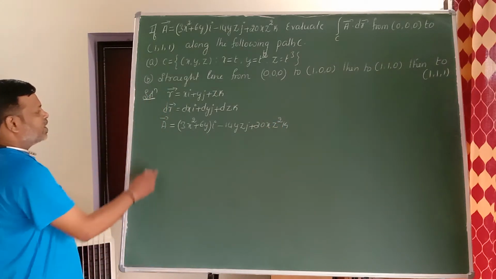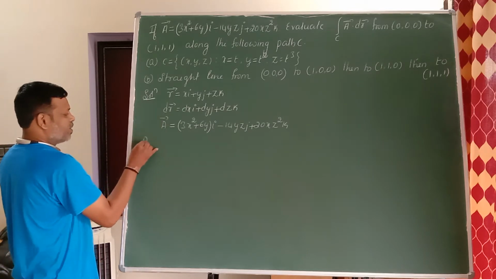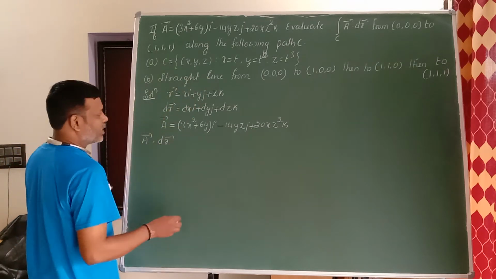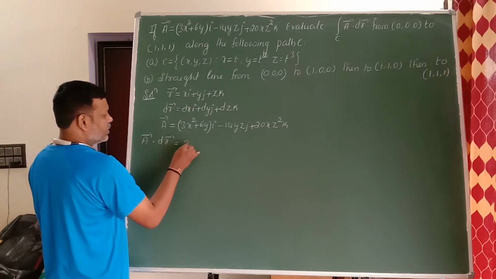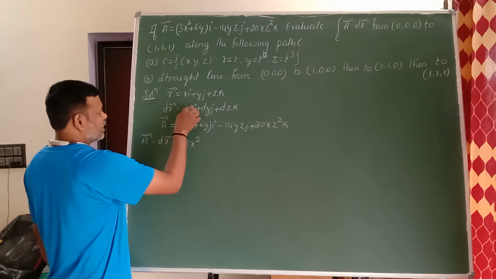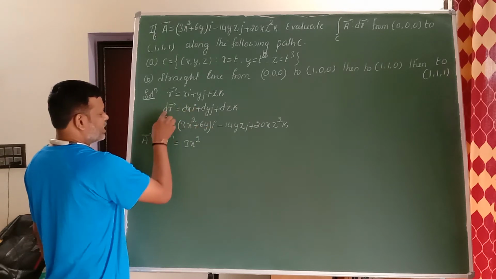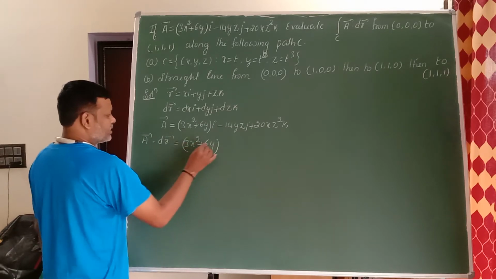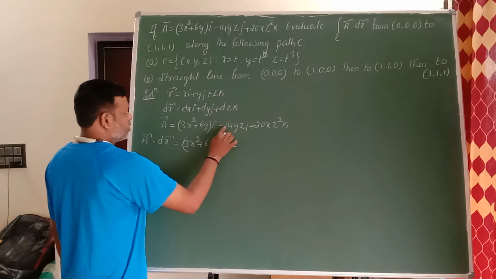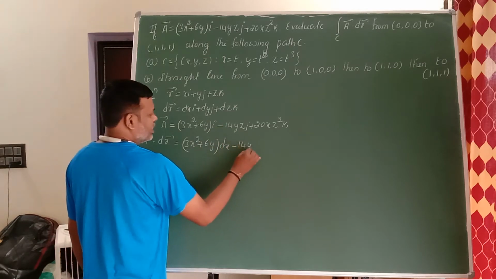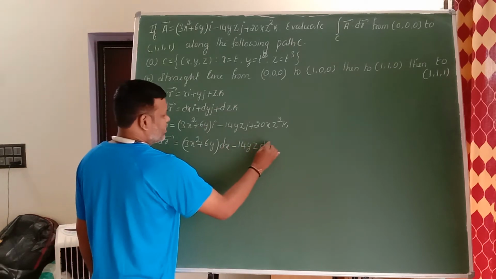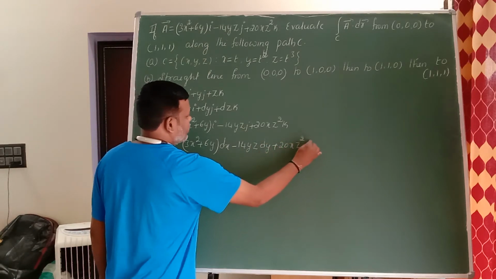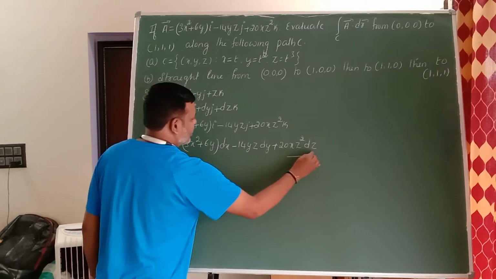Now make a dot product of this: vector A dot vector dr. We want vector A dot vector dr. So this becomes 3x² i dot i becomes 1, so A dot dr is (3x² + 6y) dx − 14yz dy + 20xz² dz. Let this be taken as equation number 1.